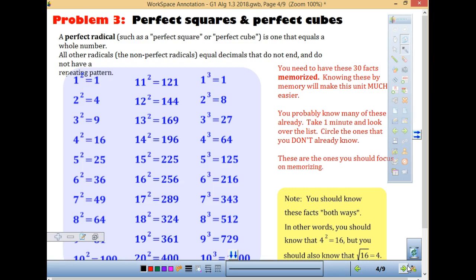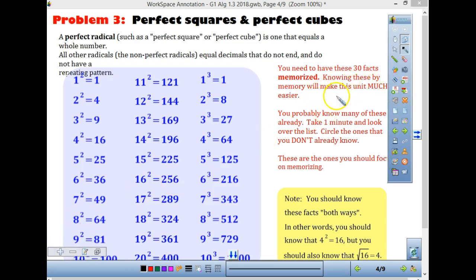A perfect radicand, a perfect square or a perfect cube, is equal to a whole number. All other radicands are non-perfect radicals. They equal decimals, but those decimals never repeat with a pattern. So when we look at these, it says you will need to have these 30 facts memorized.